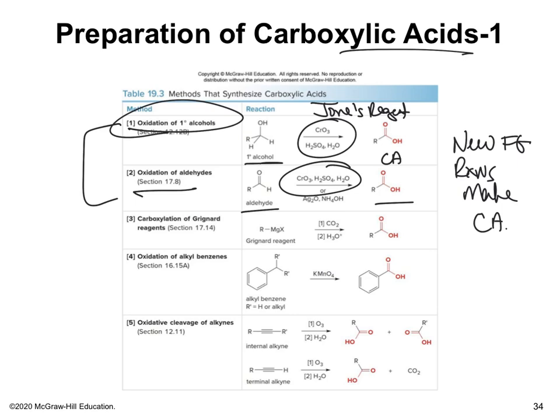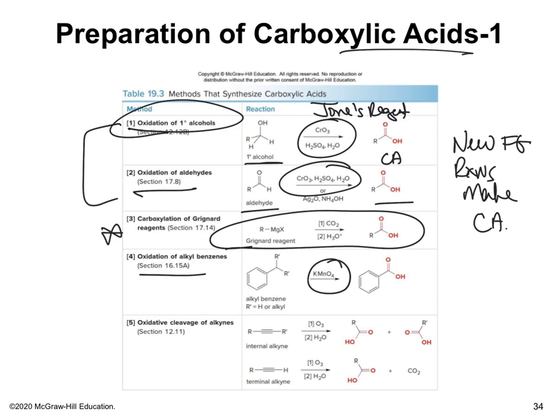Okay, I didn't really go into this, but you can do Grignard with carbon dioxide. I'm not too worried about that one. This one you do need to know: permanganate will do benzylic oxidation, and we've talked about that. And then oxidation of alkynes, this is ozonolysis. With ozonolysis, the terminal alkyne will go to CO2, and if it's an internal alkyne, it just goes to 2 carboxylic acids.